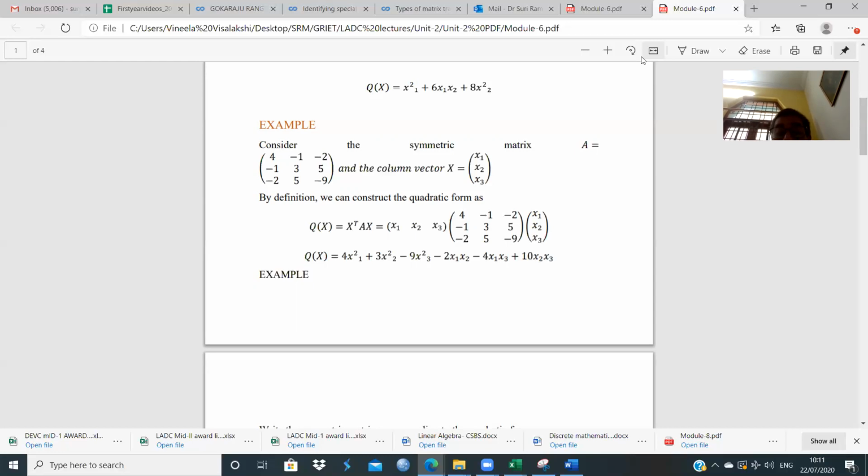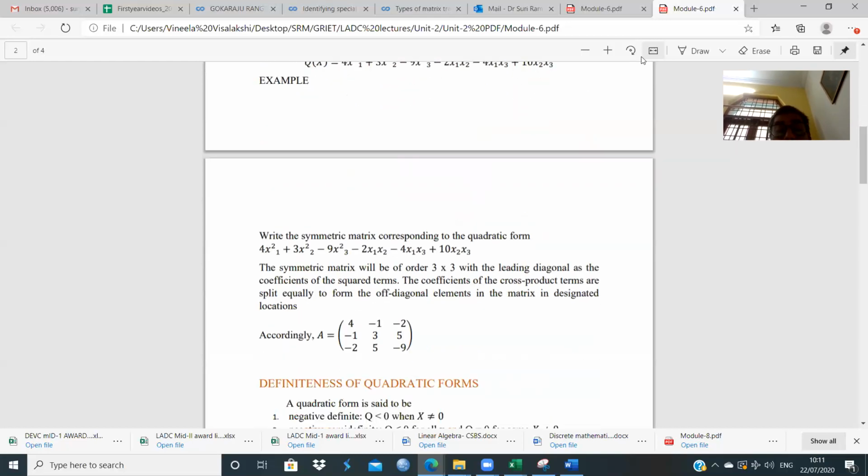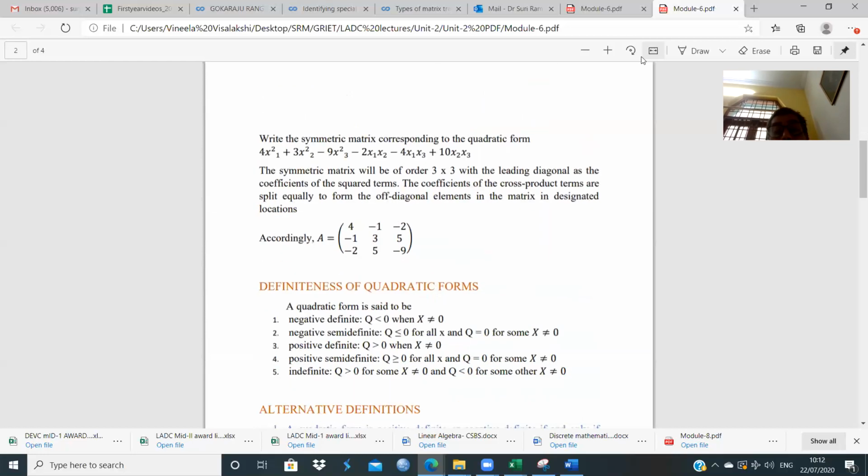So without having to really multiply X transpose A X, we can directly build the quadratic form by looking at the elements of the symmetric matrix. The second part is, given the quadratic form, how to build the symmetric matrix. This has already been explained. So one must be familiar with writing the symmetric matrix from the quadratic form and vice versa.